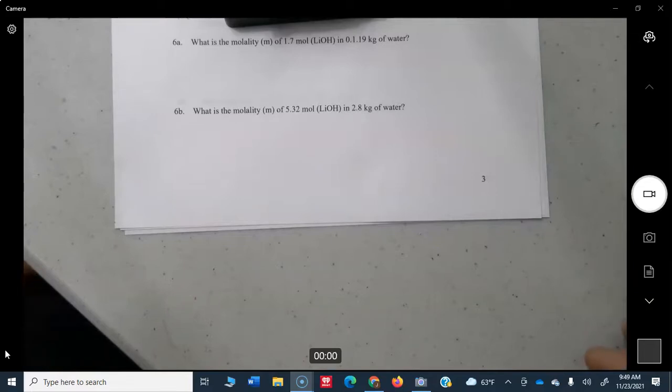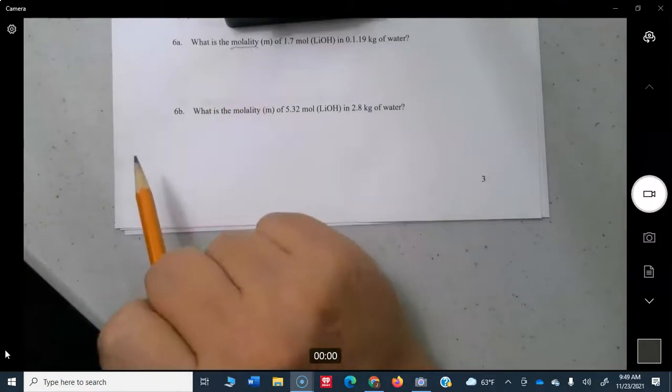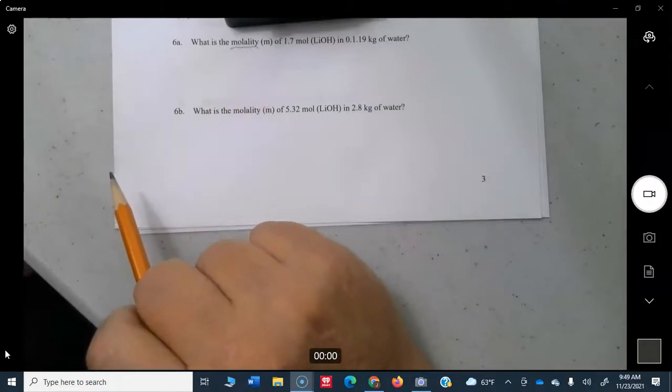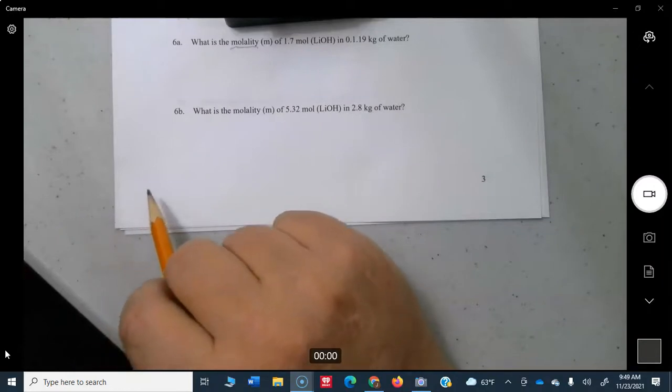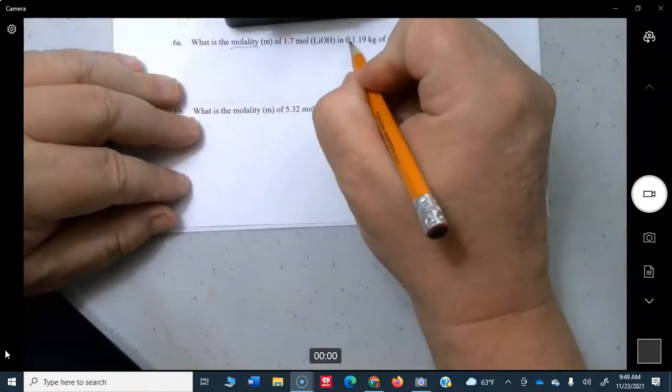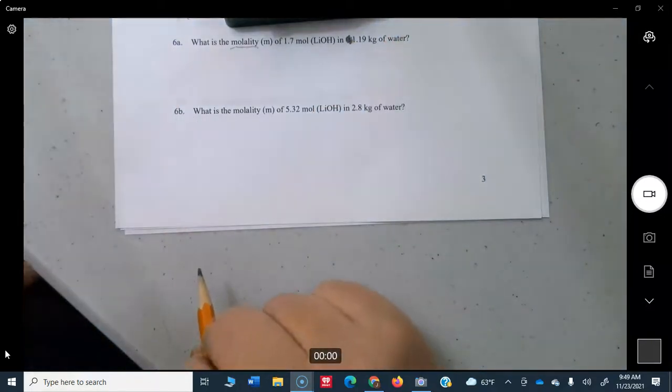So what is the molarity of 1.7 moles of lithium hydroxide in... let me read that again, because it's a significant difference and it's a common mistake. What is the molality of 1.7 moles of lithium hydroxide in, and this is a little odd, let's scratch this out. So let's make it 1.19 kilograms of water.